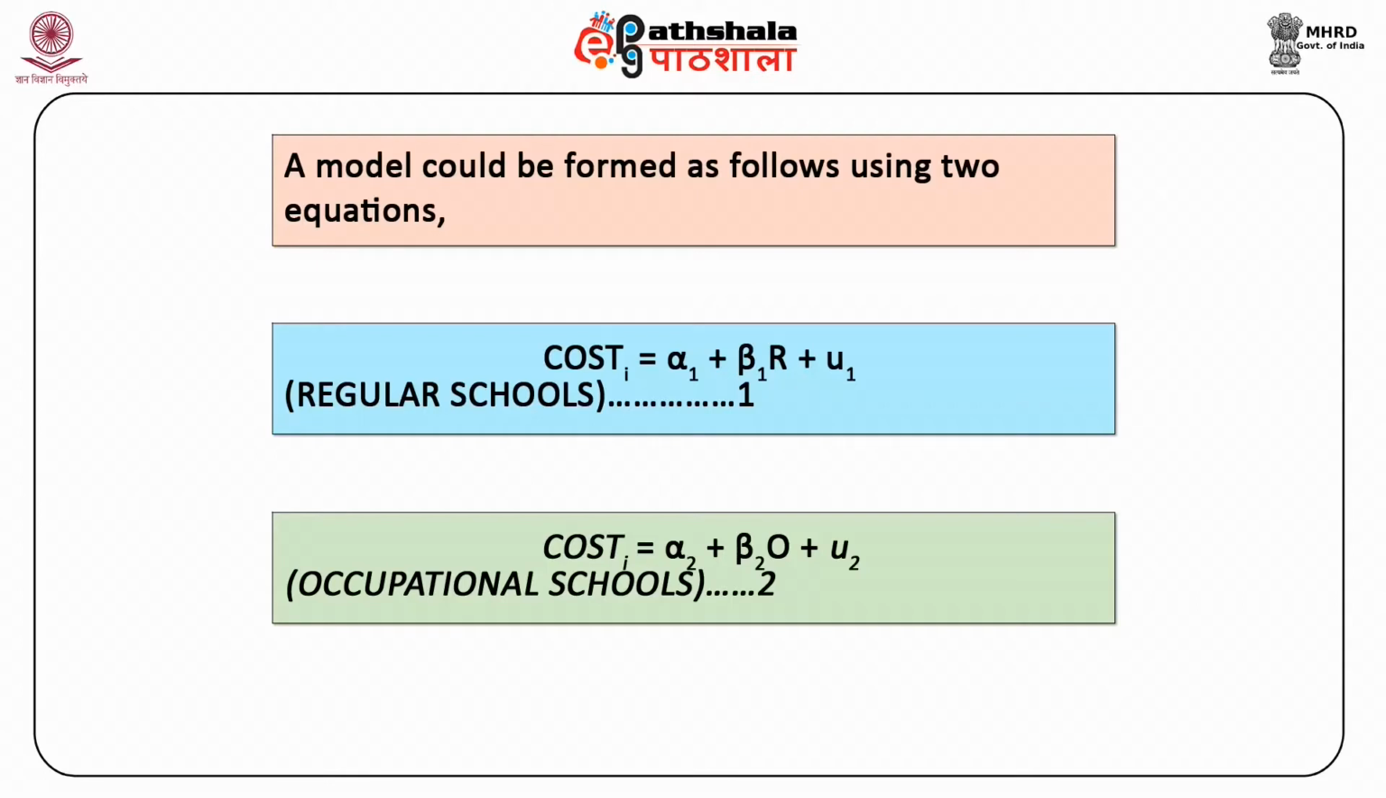In these two above equations, cost i is equal to the total cost of running the secondary school, alpha 1 is the fixed cost of running regular schools, alpha 2 is the fixed cost of running occupational schools. Beta 1 is the marginal cost of running regular schools. And beta 2 is the marginal cost of running occupational schools.